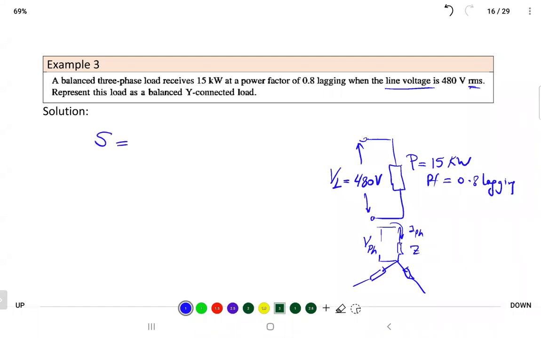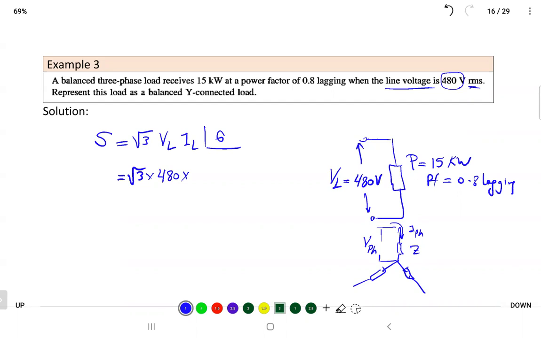equal to... Since the information is given in line quantities, I'm not going to use the one from the previous example. I'm going to use the equation that deals with line-to-line quantities. So S equals square root of 3 times V line times I line, at angle theta. That's the formula I'm going to use, and S here is complex power. Do I have the VL? Yes, VL is equal to 480.